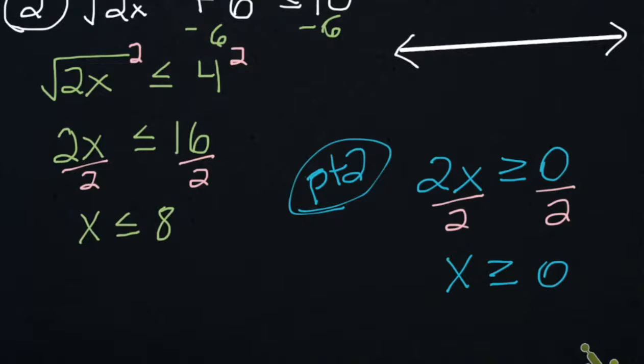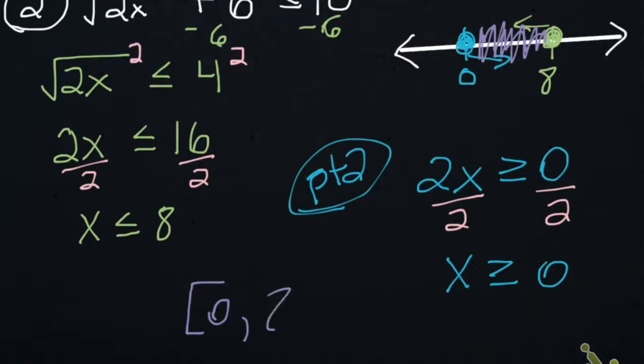Now let's put both values on the number line. The 0 comes first on the left and is going to have a solid dot. And on the right, we have our 8. It also has a solid dot. The 8 is going to shade to the left, and my 0 shades to the right. So my shading happens in the middle, in between 0 and 8. If I wrote this in interval notation, I would have square bracket 0, comma, 8.